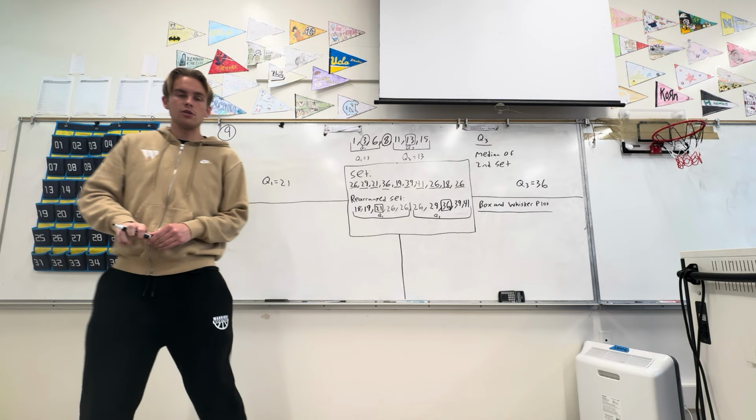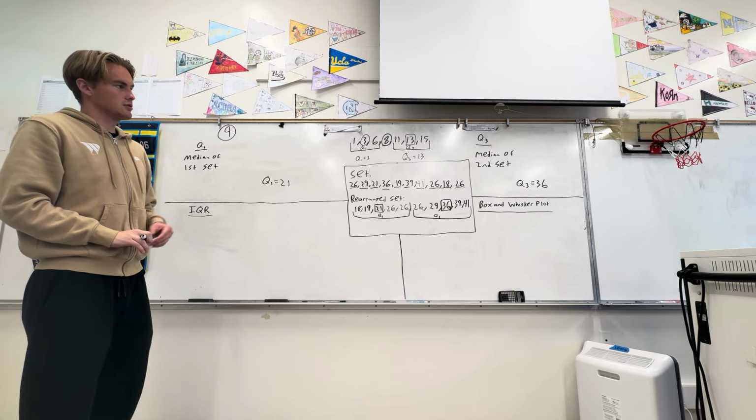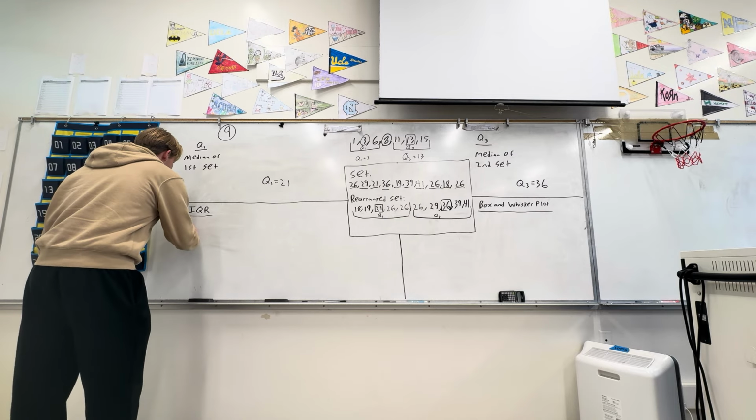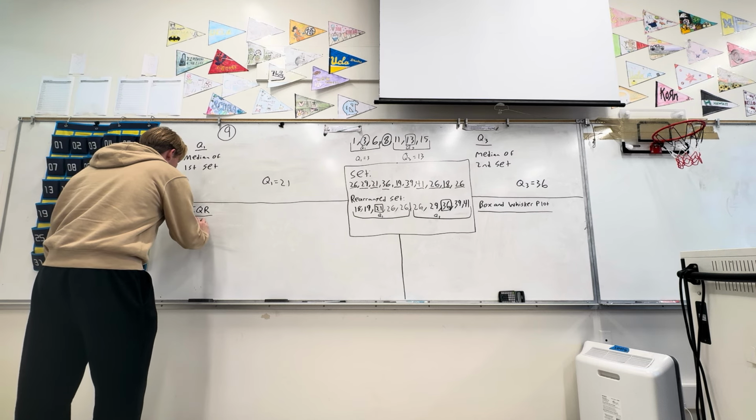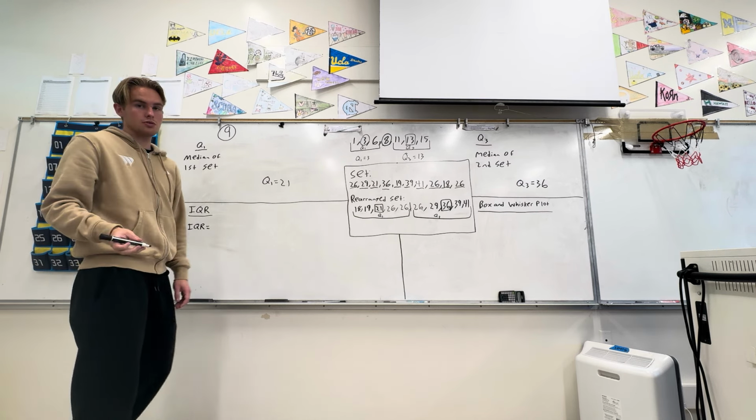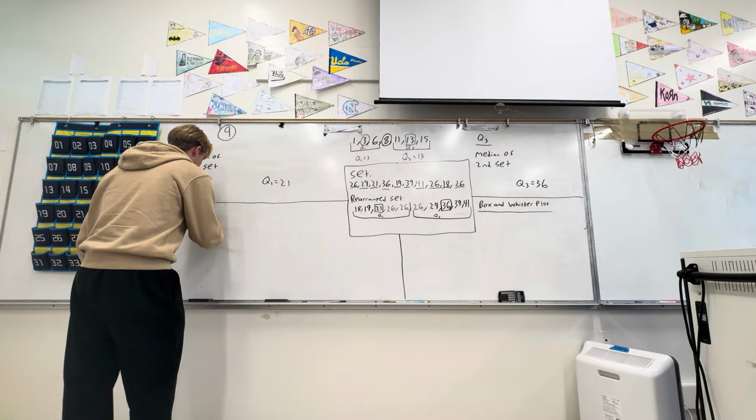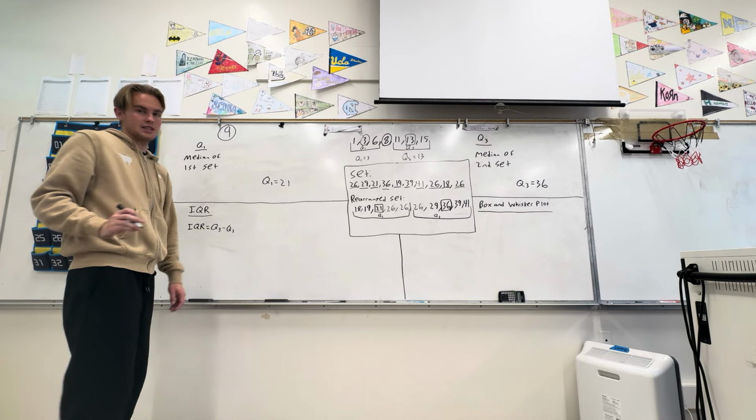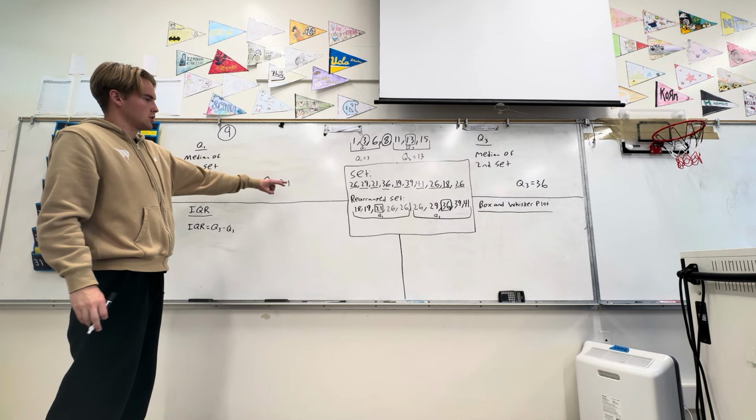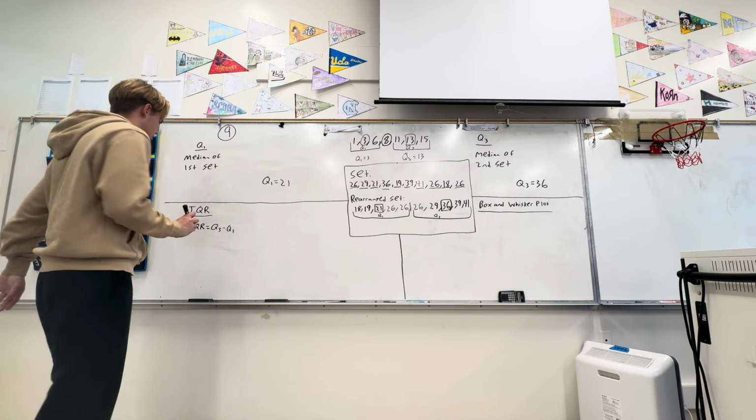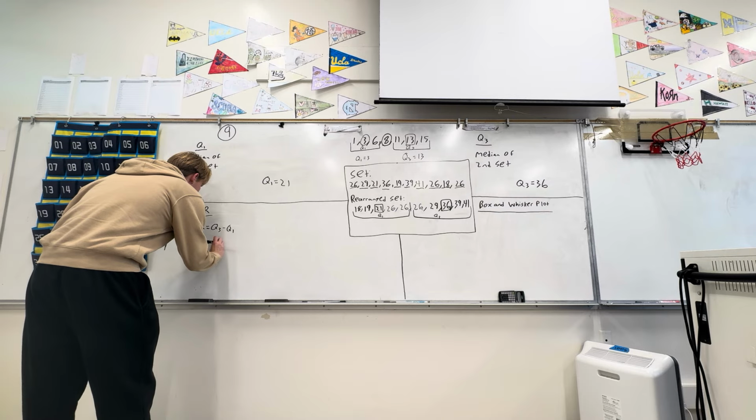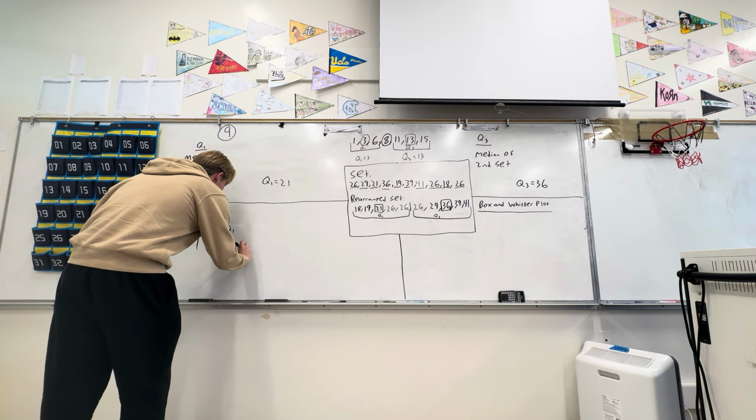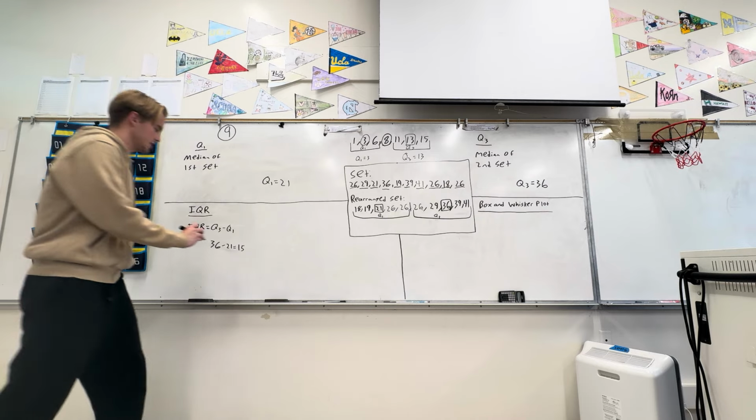Okay, IQR is really easy once you've found Q1 and Q3, because all IQR is, it just equals Q3 minus Q1. So in this case, IQR just equals 36 minus 21. So 15 is the IQR here.